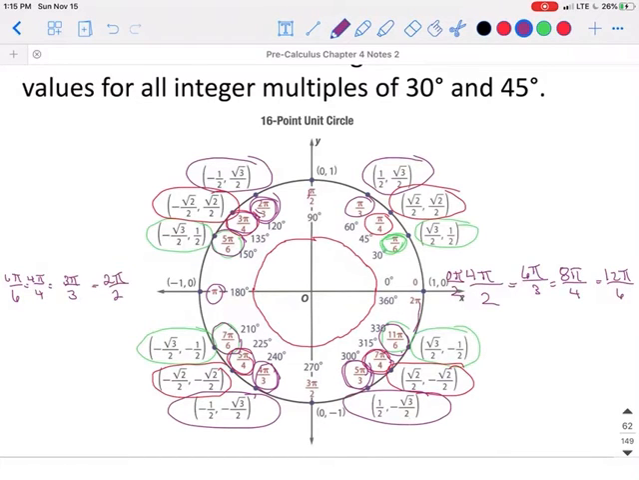So you will have to memorize your unit circle. Try to find any tricks that work for you, but you will have a quiz over this before Christmas break.